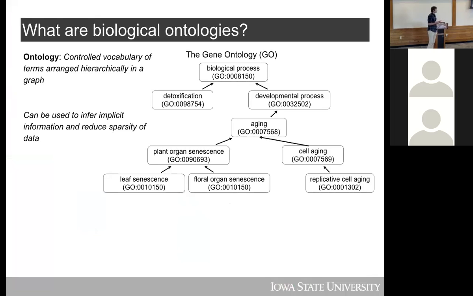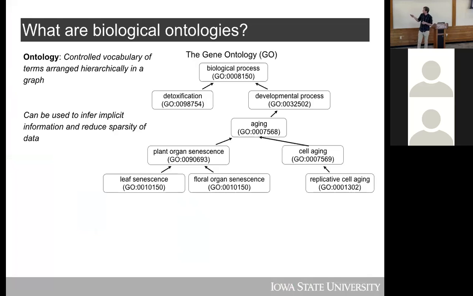One of the main topics that my research is focused on is biological ontologies. So I'll jump in with just a quick introduction to what those are and how we use them. Ontologies are hierarchically ordered graphs of terms from a specific vocabulary, and we can use them to infer implicit information and reduce sparsity of a data set.